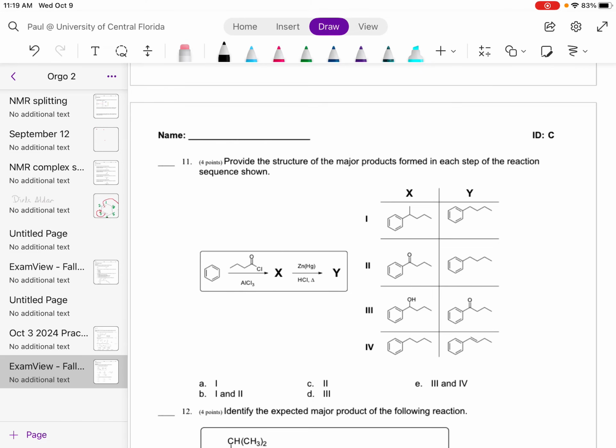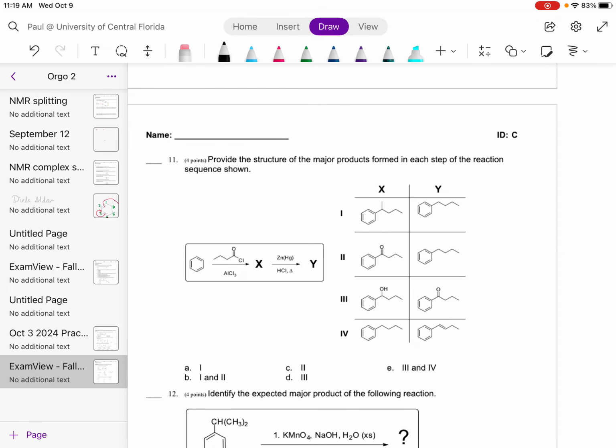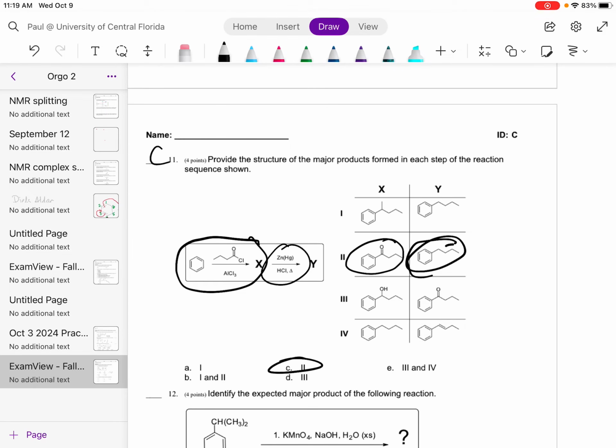Okay, question 11. So after this right here, X, that's just a Friedel-Crafts acylation, so that has to be this compound right there. And then after Friedel-Crafts acylation, we do a Clemmensen reduction, which will get rid of that ketone. Turn into that. So answer choice C for that one.